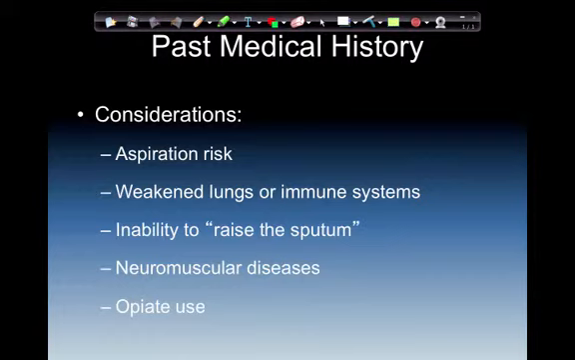If the patient has an aspiration risk, prior strokes, acute alcohol intoxication, esophageal disorders, gastroesophageal reflux disease, weakened lungs or immune system, pneumonia can flourish. Inability to raise the sputum, anybody that has this is at a greater risk. Neuromuscular diseases as well, the patients will be at a greater risk from inability to bring up the sputum.